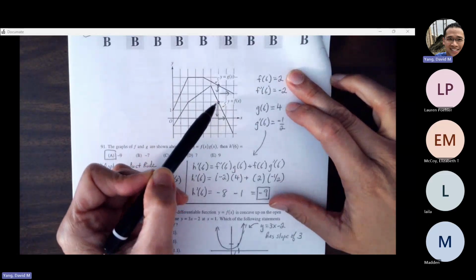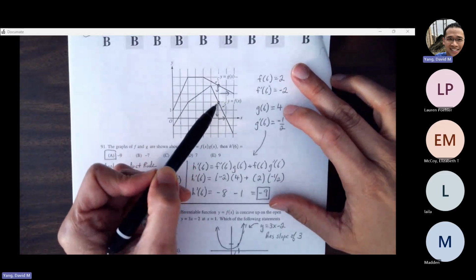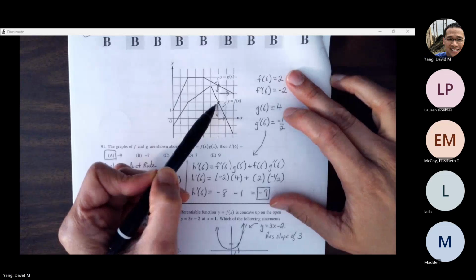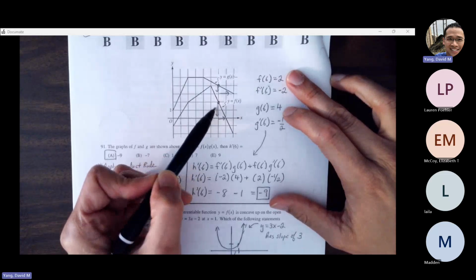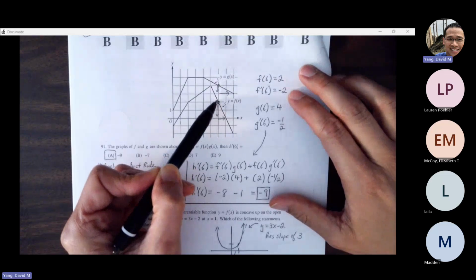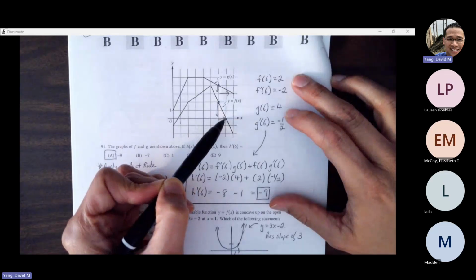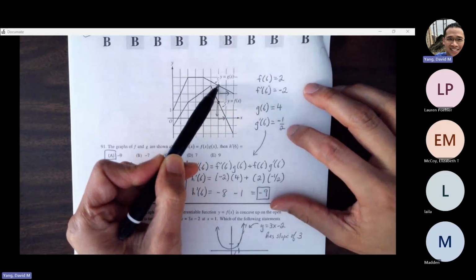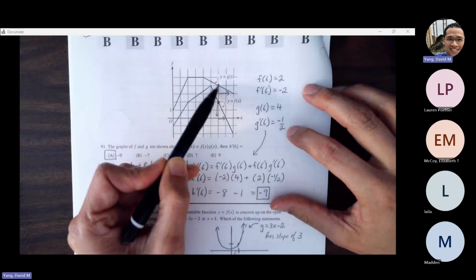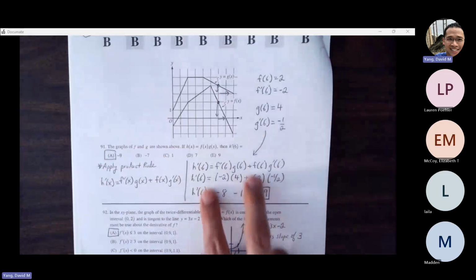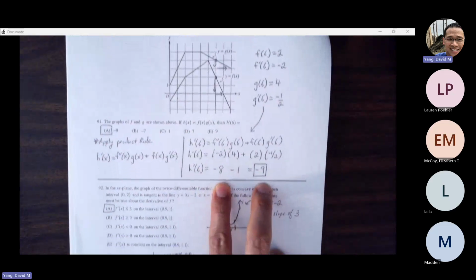My f graph has a y value of 2. The g graph has a y value of 4. The f graph has a slope of -2 because I just picked 2 points here, down 2 over 1. The g graph has a slope of -1/2 because I can just pick 2 points here and go down 1 over 2, and just put it all in, get my h prime.